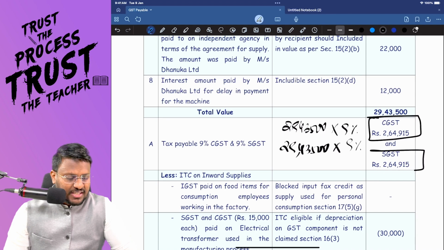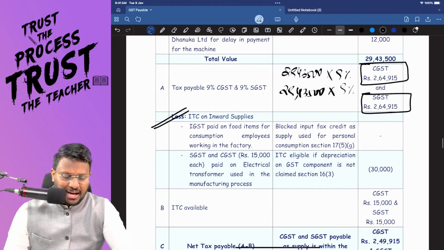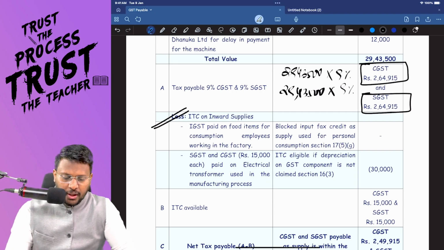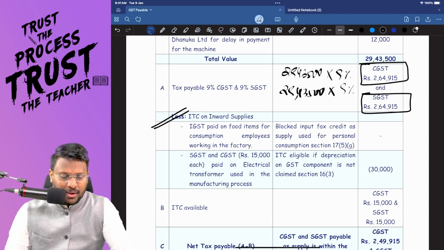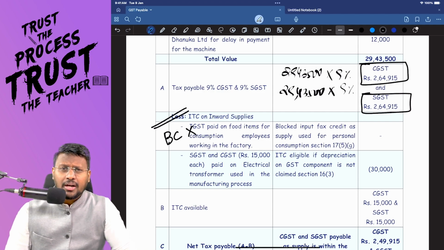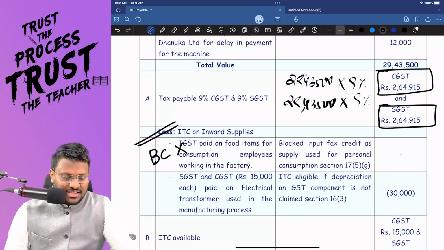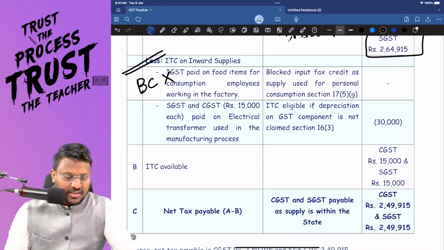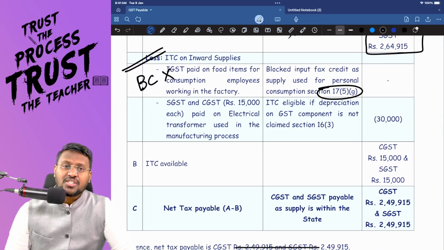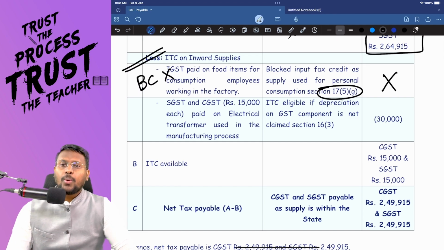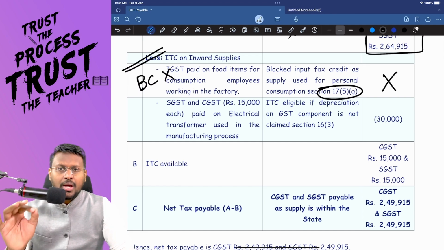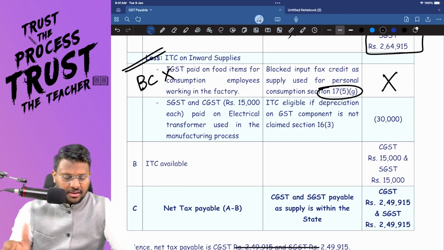2,64,915. And SGST is also 2,64,000. Now we are going to claim the ITC on inward supply. IGST paid on food items for consumption of employees working in the factory. What kind of credit is this? Since this is a blocked credit, you are not entitled to take it. It is a blocked input tax credit as the supply is used for personal consumption, Section 17, subsection 5, clause G. So even though GST has been paid, we are not entitled to claim it as ITC.